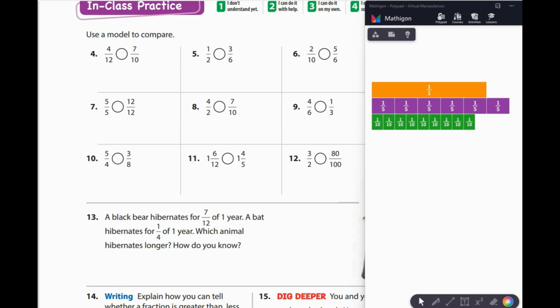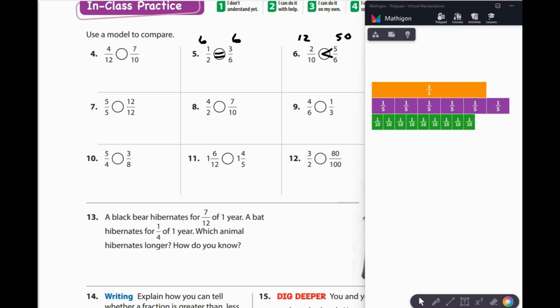Now, if you would have used the cross multiplication strategy, you would have seen 6 times 1 is 6, 2 times 3 is 6. It's equal. Right. So here we have 2/10 and 5/6. We can use cross multiplication again. 6 times 2 is 12. 10 times 5 is 50. That means that 5/6 is going to be greater than 2/10.